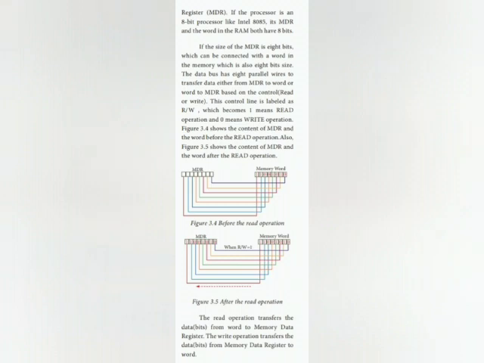The control line is labeled as read and write, where 1 means read operation and 0 means write operation. The first figure is before the read operation, then the second figure is after the read operation. The read operation transfers the data from the word to the memory data register. The write operation transfers the data from the memory data register to the word.